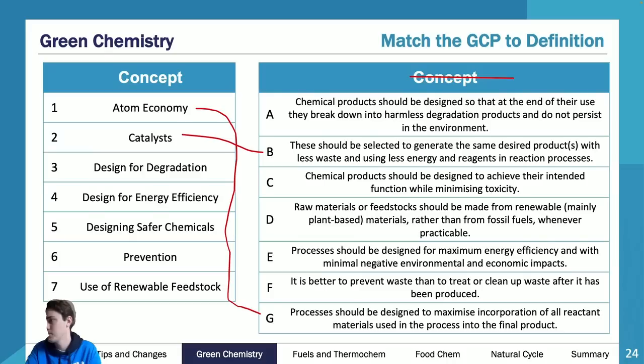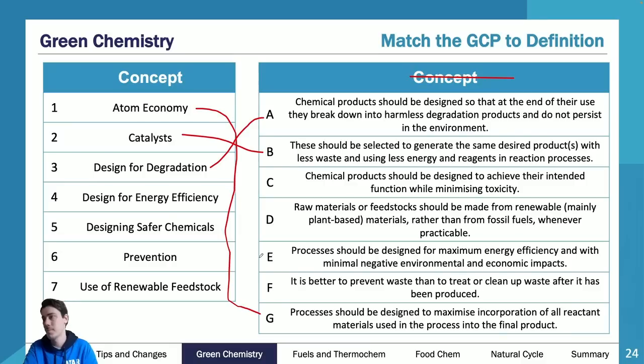Four, design for energy efficiency. Well, we just read that one, and that one was down here. So process should be designed for maximum energy efficiency with the minimal negative environmental and economical impacts. I'm pretty happy with that. I think 4 is E.